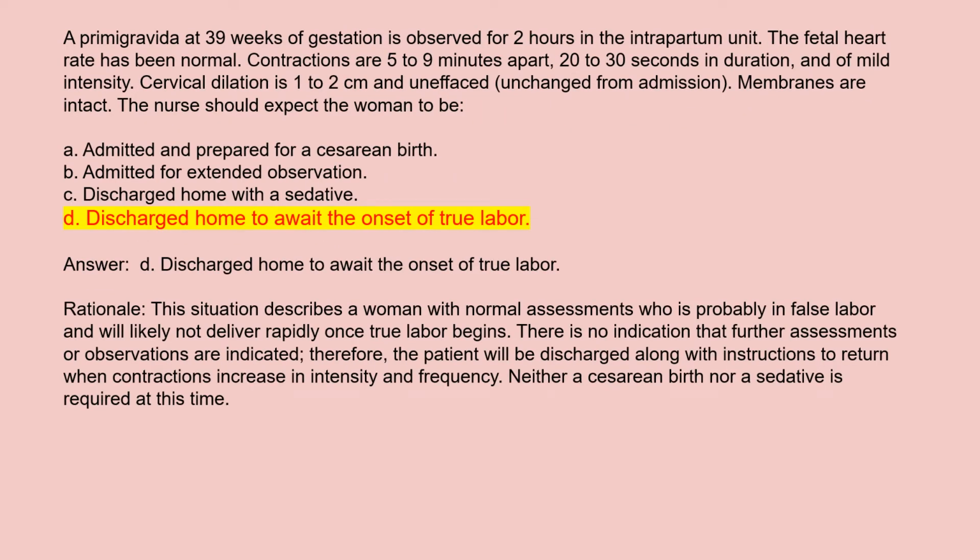Answer: D. Discharged home to await the onset of true labor. Rationale: this situation describes a woman with normal assessments who is probably in false labor and will likely not deliver rapidly once true labor begins. There is no indication that further assessments or observations are needed. Therefore, the patient will be discharged along with instructions to return when contractions increase in intensity and frequency. Neither a cesarean birth nor a sedative is required at this time.